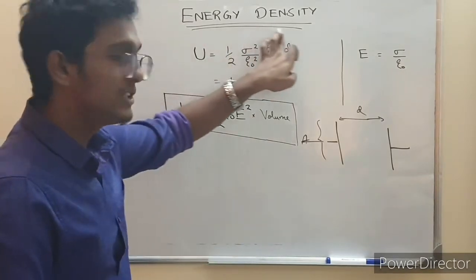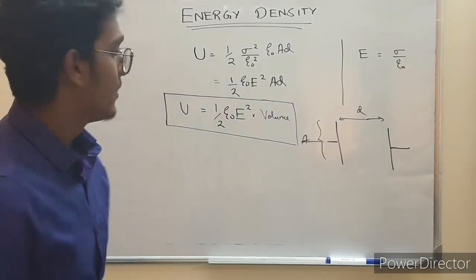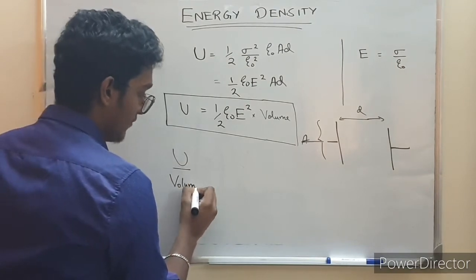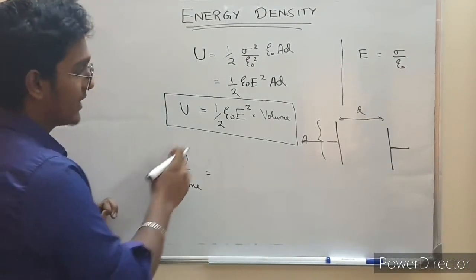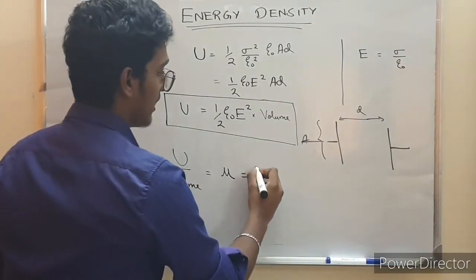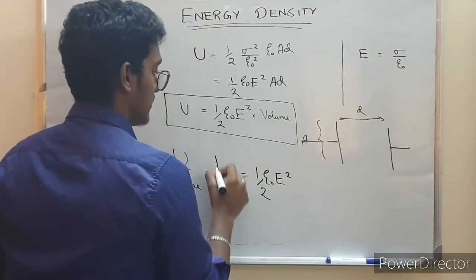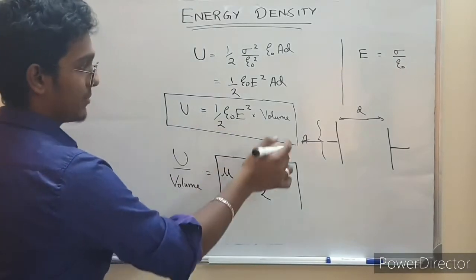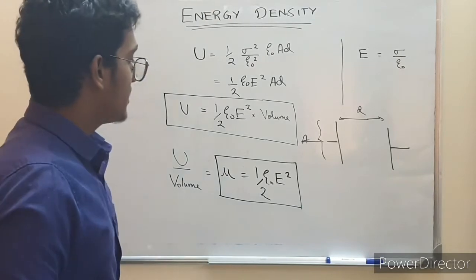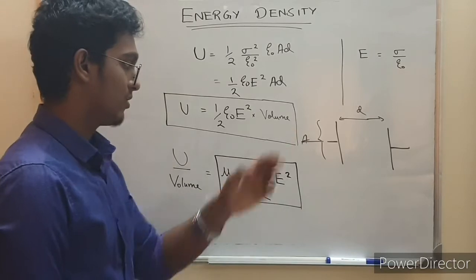So when we talk about energy density, it is the total amount of energy stored per unit volume. So that means U divided by volume, which is represented by a small u. So we are dividing this by volume, and small u equals half epsilon naught E squared. We have just divided both sides of this equation by volume so that it cancels off. So this is the energy density of the electric field present between the capacitor's plates, half epsilon naught E squared.